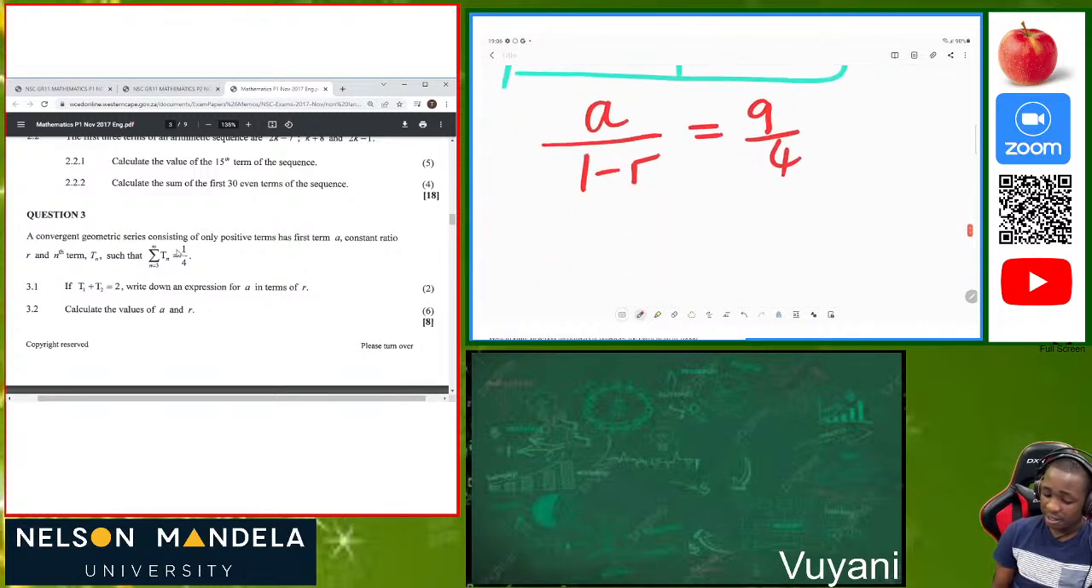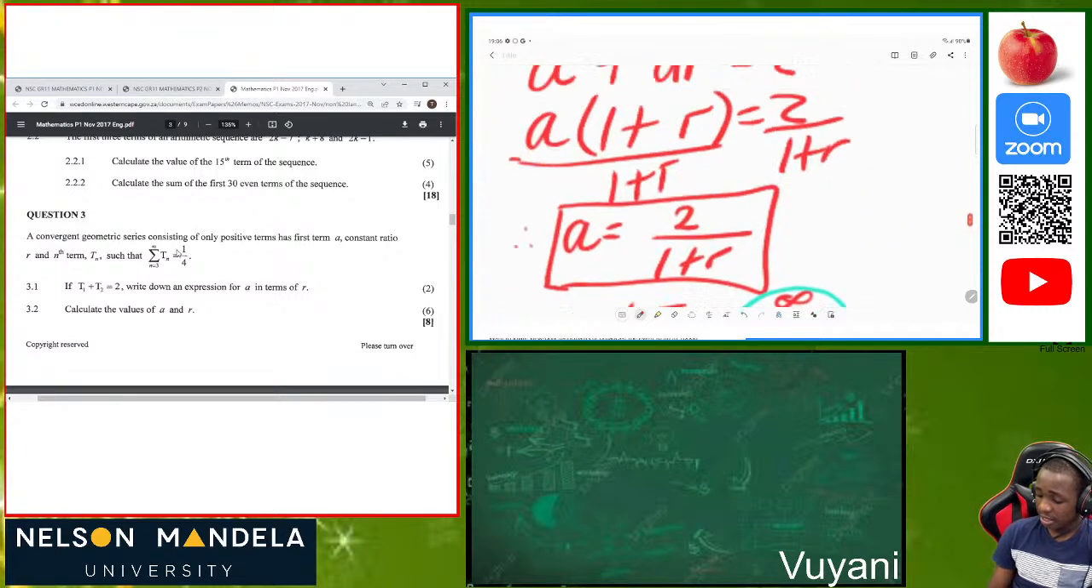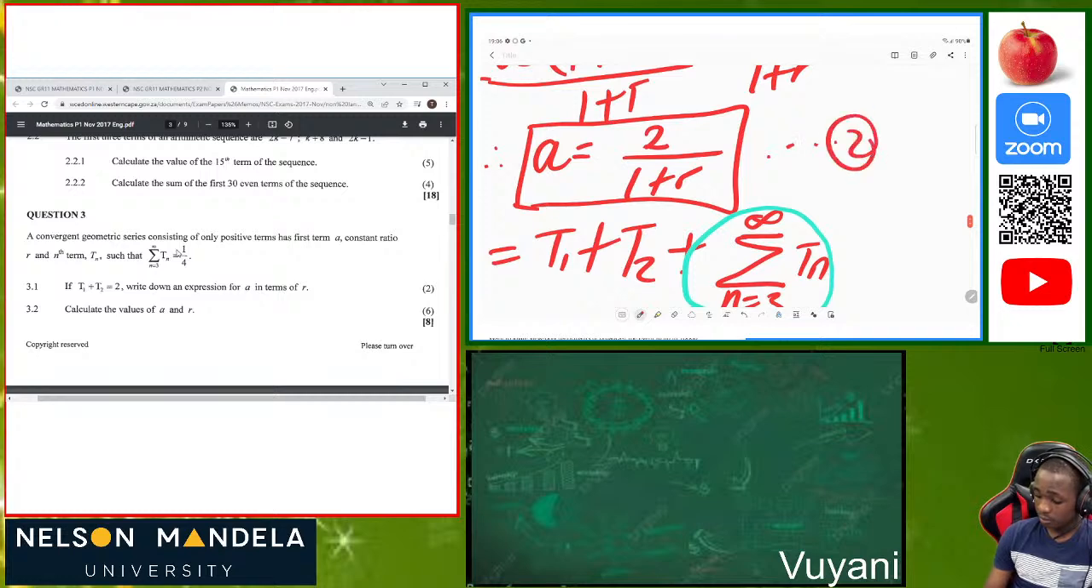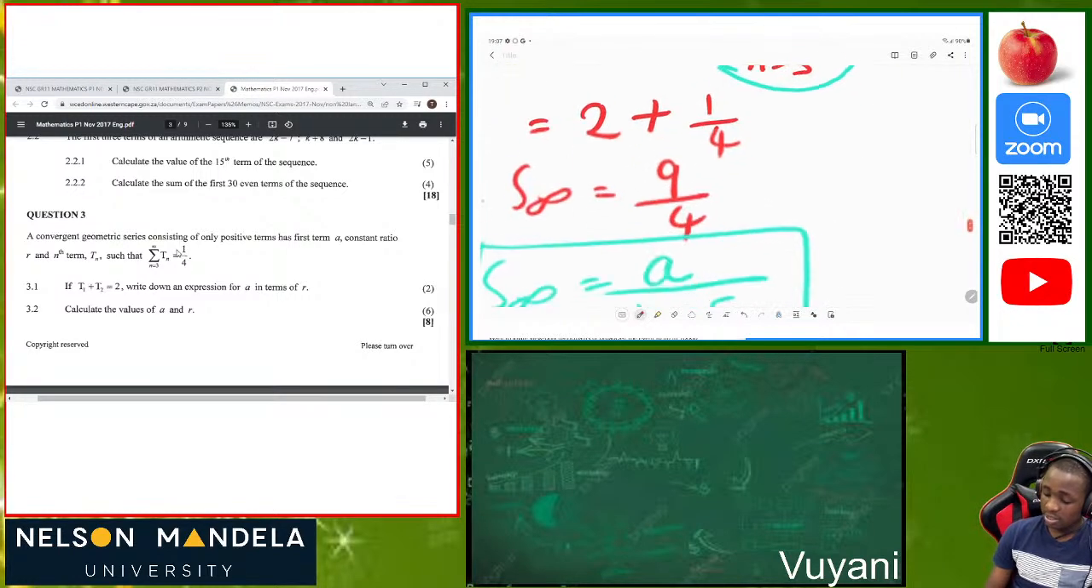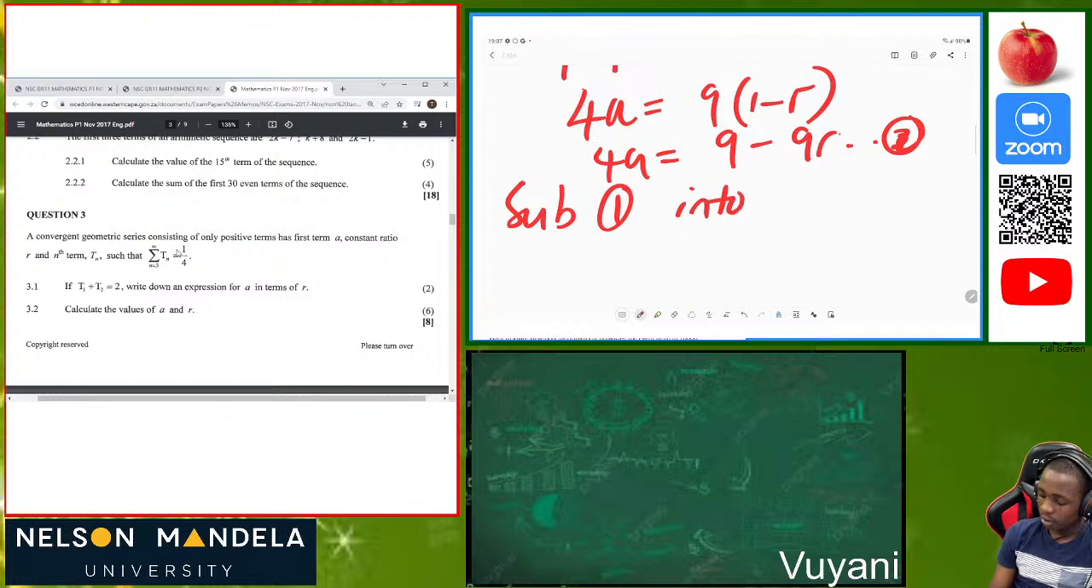Then we manipulate everything so that we can have our equation. Okay, so we cross multiply, we have 4a is equal to 9 times 1 minus r, so 4a is equal to 9 minus 9r. Let's say this is equation number 2. Let me just highlight where we had earlier our equation 1. Since it's my equation 1, now let's substitute where there is a with what we get there. Substitute equation 1 into equation 2.